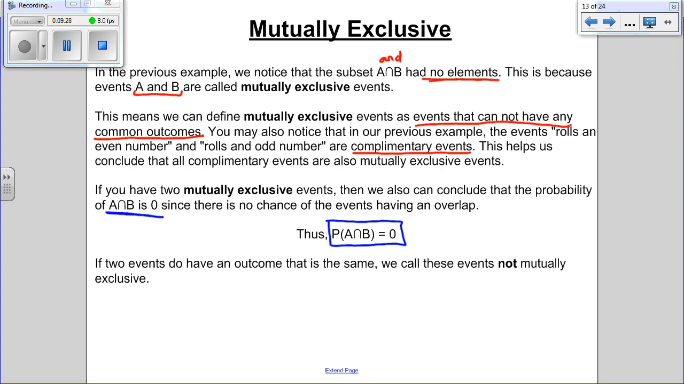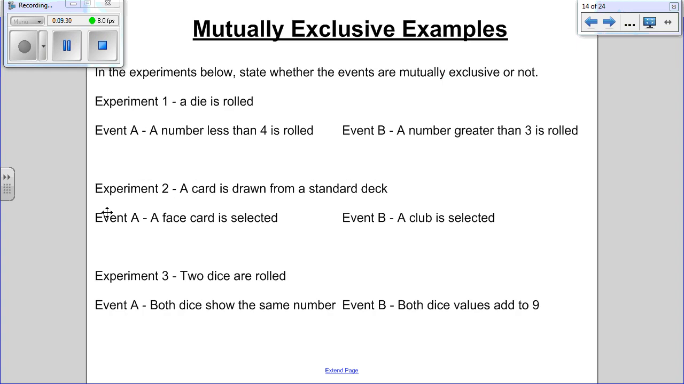Okay, mutually exclusive examples. We're going to go through each one of these and say, is it mutually exclusive or is it not mutually exclusive? Example 1. Event A is a number less than 4 is rolled on a die. Event B is a number greater than 3 is rolled on a die.